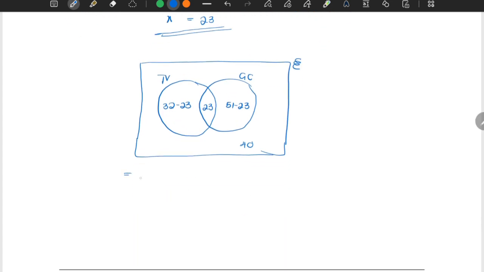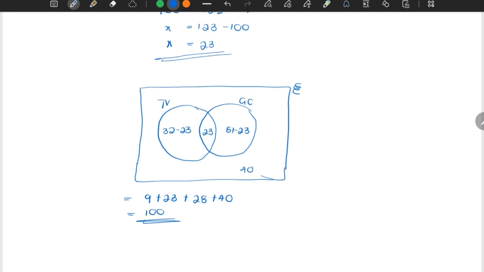So adding this up, we know that 32 minus 23 is 9, plus 23, plus 28 from 51 minus 23, plus 40. And when you add these up, you get 100, which means that it is correct that X is 23.